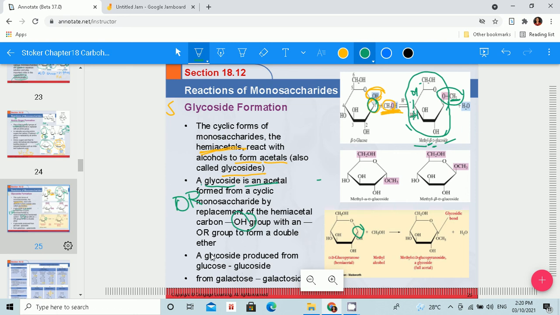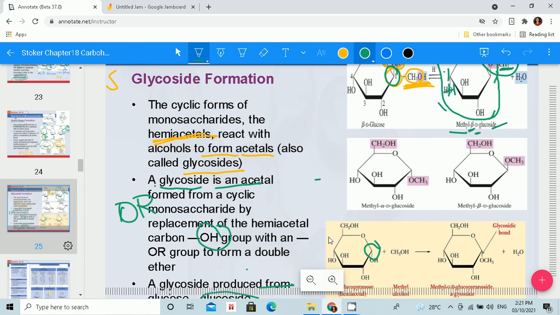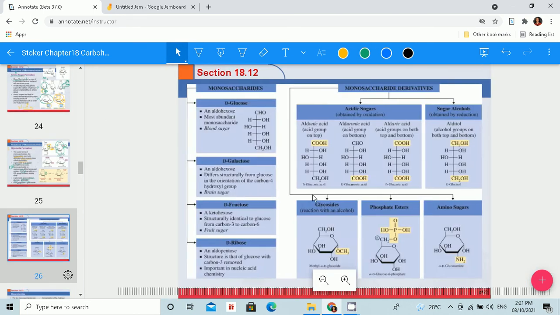And then we have a glycoside produced from a glucose form glucoside. Okay, if we have a glycoside and it is a glucose, we call it glucoside. If the monosaccharide is galactose, we call it galactoside. If it's fructose, it's fructoside. Okay. Alright. Naman din ni diri. Mahope makita ninyo.